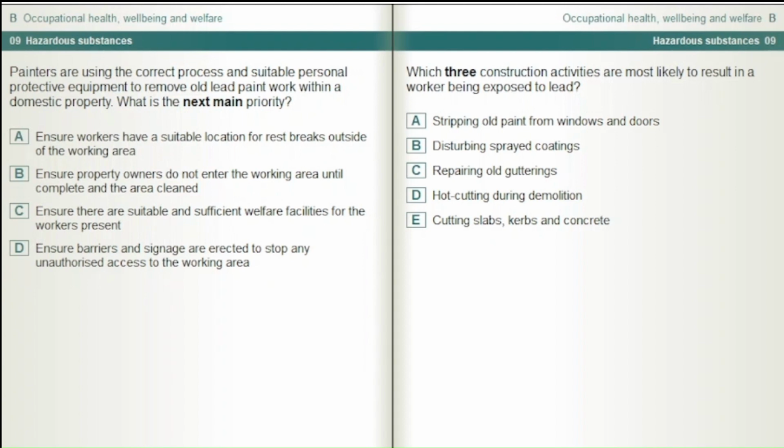Ensure workers have a suitable location for rest breaks outside of the working area. Ensure property owners do not enter the working area until complete and the area cleaned. Ensure there are suitable and sufficient welfare facilities for the workers present. Ensure barriers and signage are erected to stop any unauthorised access to the working area.